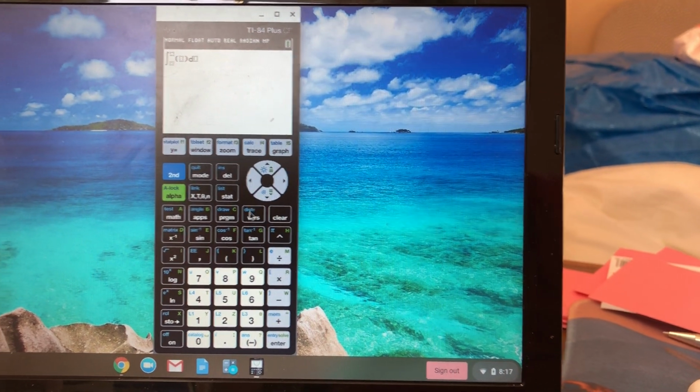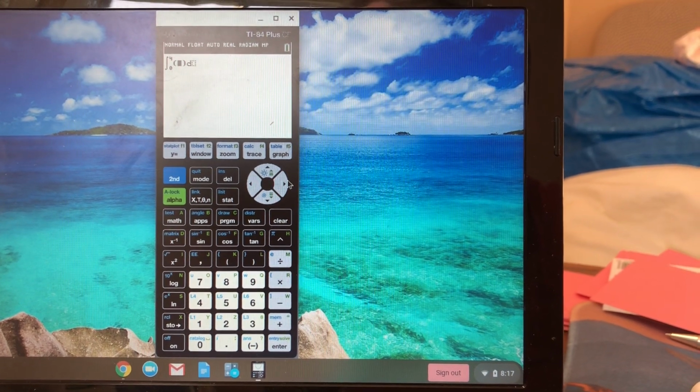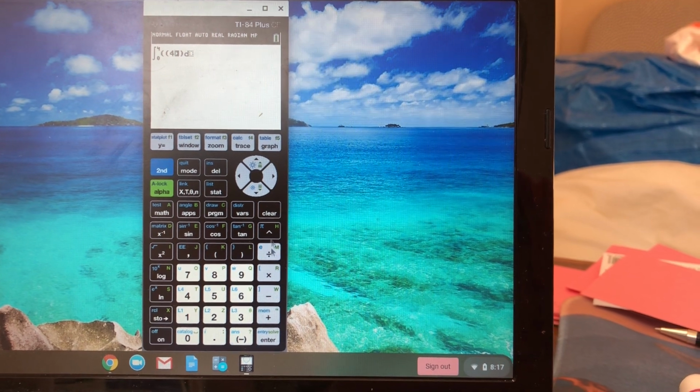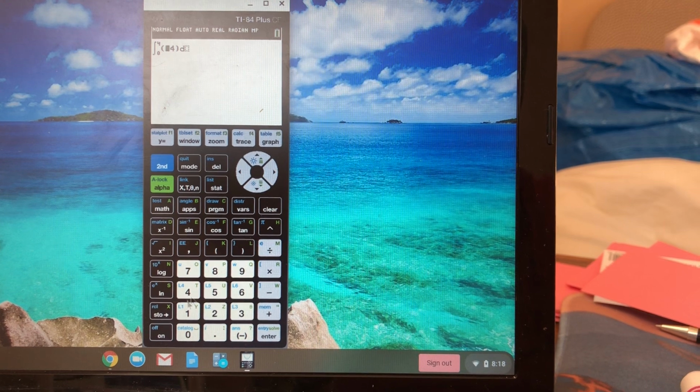All right, so now I just drop the 0, drop the 4. Now, since this was a fraction, we'll have to be careful and put the fraction in parentheses. Specifically, I need to put the bottom in parentheses.